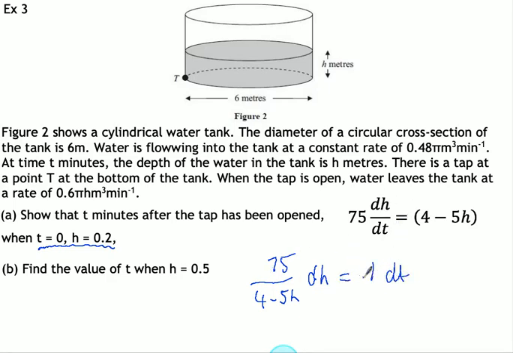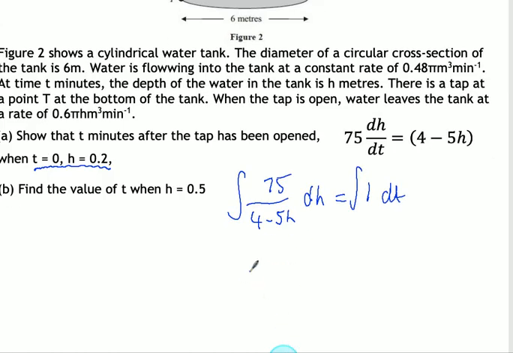Okay, I could have had the 75 over here, 1/75 over here. It doesn't really make any difference. It'll still be the same problem. Okay. So here we're going to have negative 15 ln 4 subtract 5h equals t plus c.